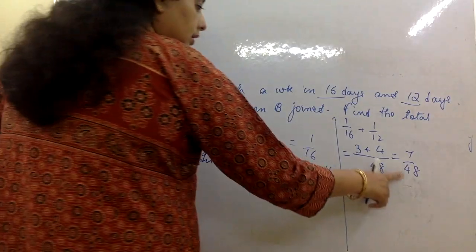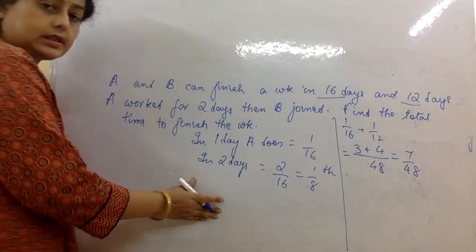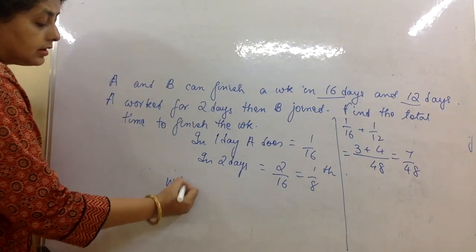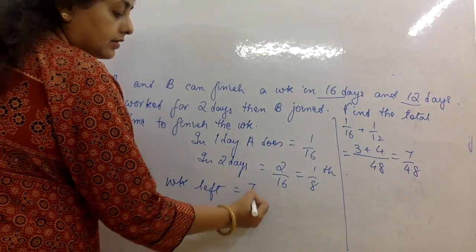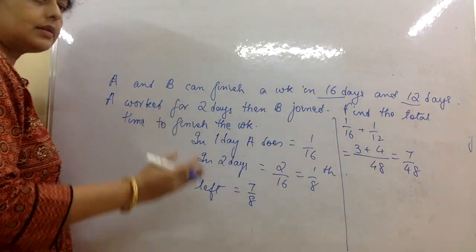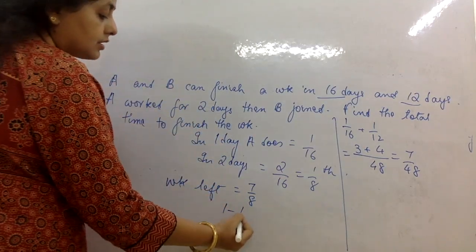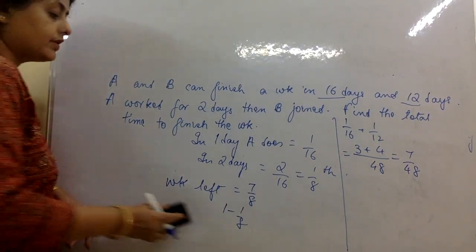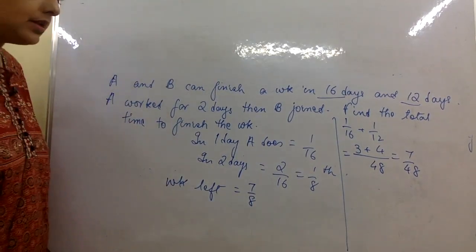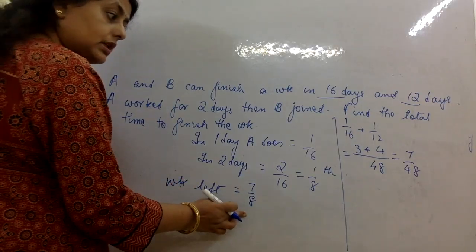So here, how much of the work is left? Work left to be done is equal to 7/8. How is it 7/8? 1 is the full work, 1 minus 1 by 8, if you have not followed. Now this step is unnecessary, so I didn't write it. So 7/8 of the work is left.